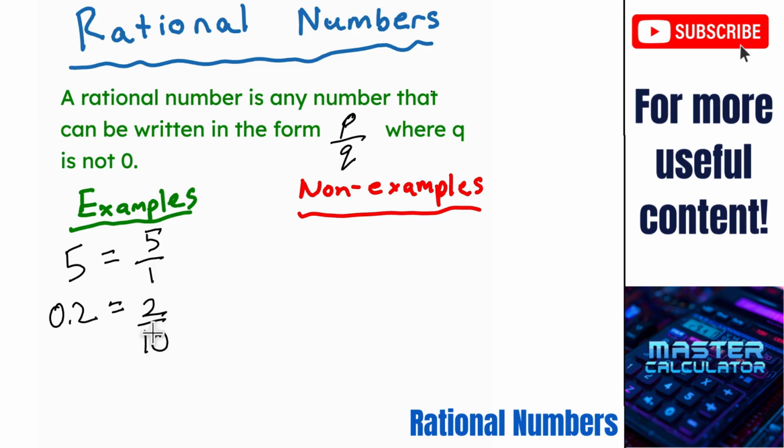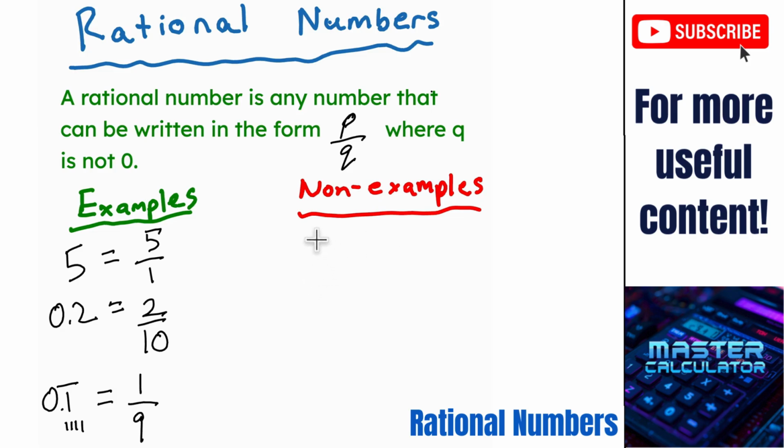But now here's where it gets confusing. Is 0.1 repeating, or 0.11111, a rational number? Well, it is, because that's the same as 1 over 9. So those are examples of rational numbers. Now let's take a look at some non-examples of rational numbers.